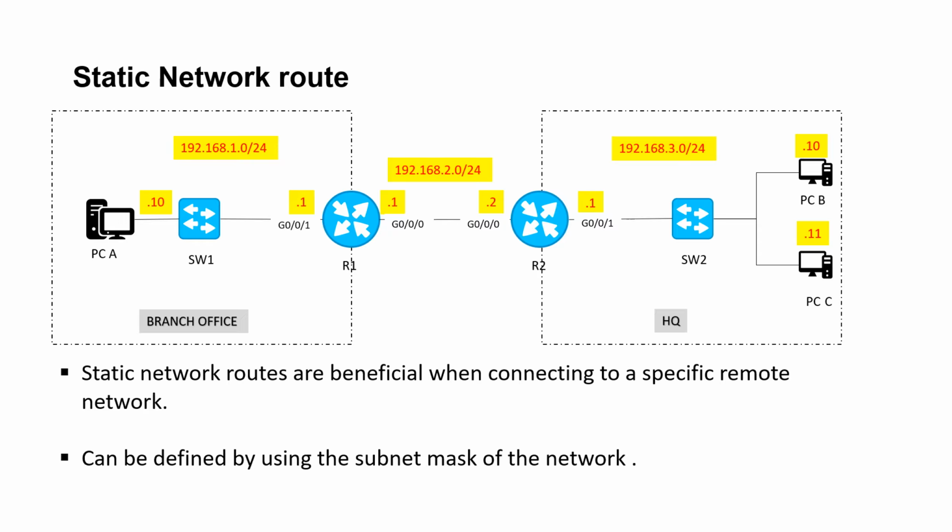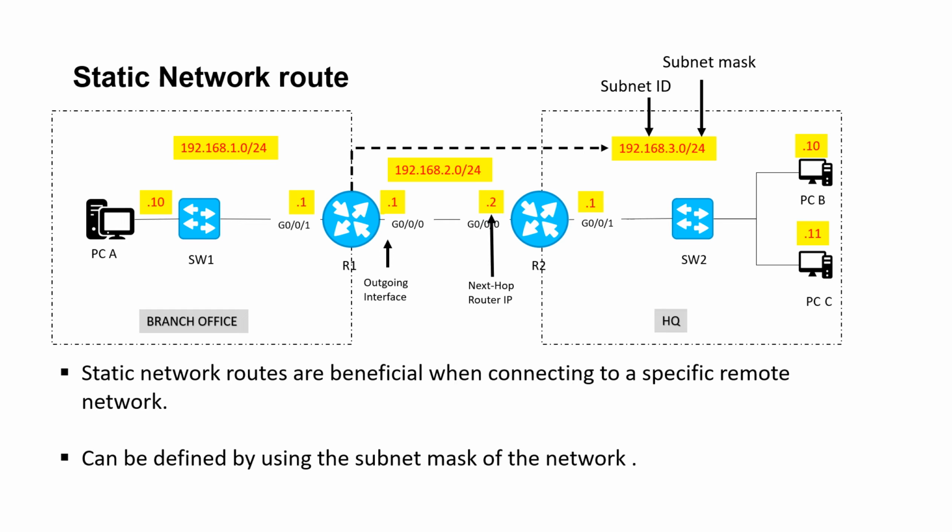For example, if I want to create a static route to network 192.168.3.0, you must specify the subnet ID and its mask, and also the forwarding instruction by using either the outgoing interface or the next hop router's interface IP address. You can say that packets destined for this subnet can be sent by defining either the outgoing interface or by sending to the next hop address. I'll show you how to configure the ip route command using two different styles of forwarding instruction.